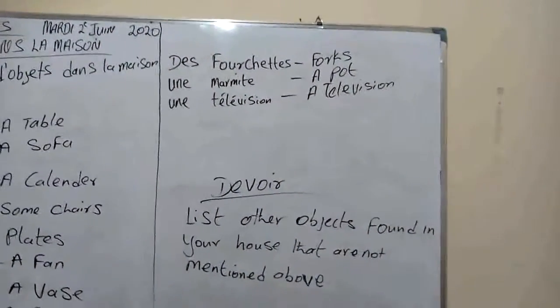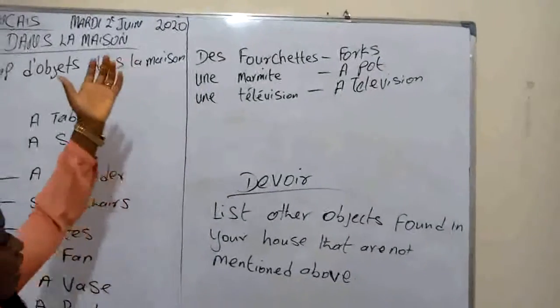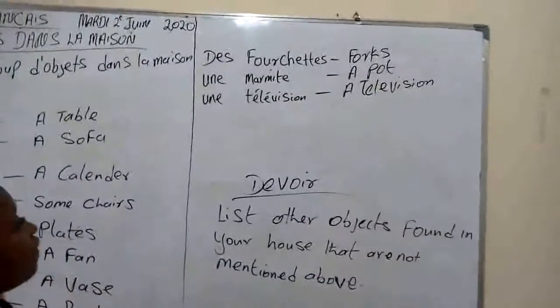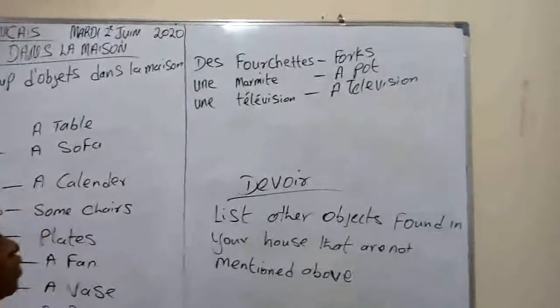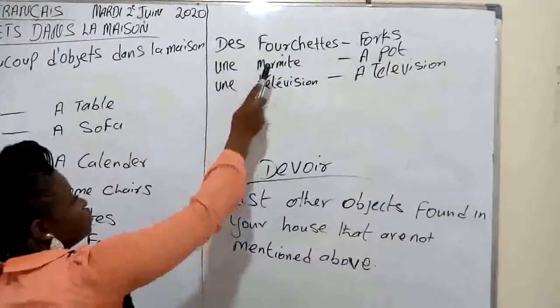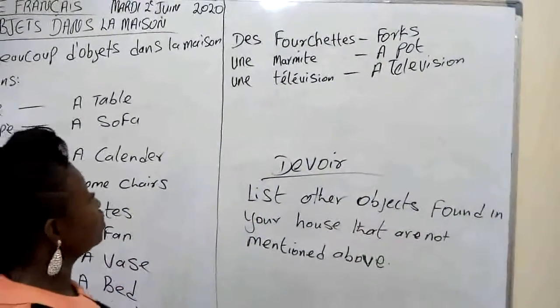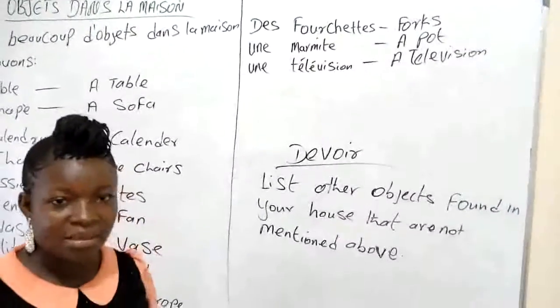Alright, we also have the fourchette. The fourchette here is forks that we use in the house also. We also have une marmite here, une marmite, which means a pot, and we have une télévision.